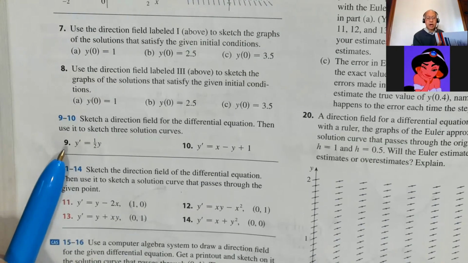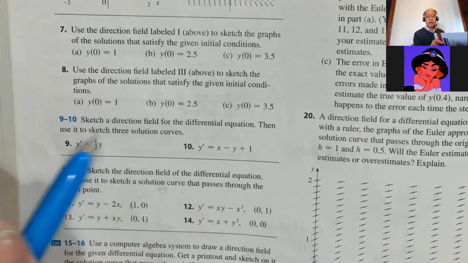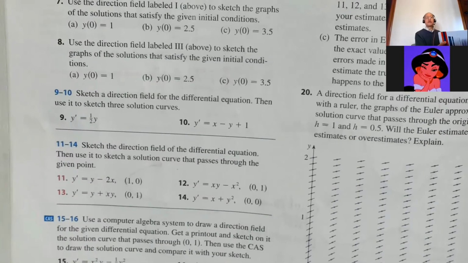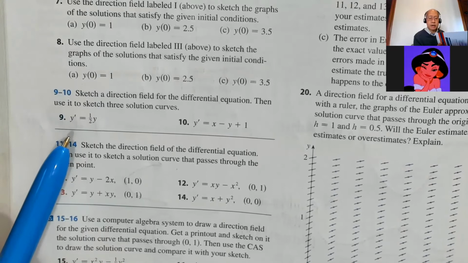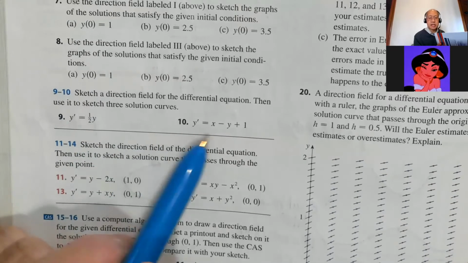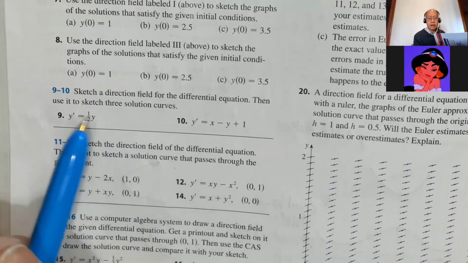Okay, so number 9, y prime equals a half y. Sketch a direction field, and then use it to sketch 3 solution curves. It looks like, by the way, in these differential equations the left-hand side is just y prime, not y double prime, not y prime plus anything else, just y prime. And then the right-hand side is a function of x and y. There's stuff that has x and y in it. So you're going to plug in an x and a y and come up with a slope. Okay, so let me see if I can show you number 9.